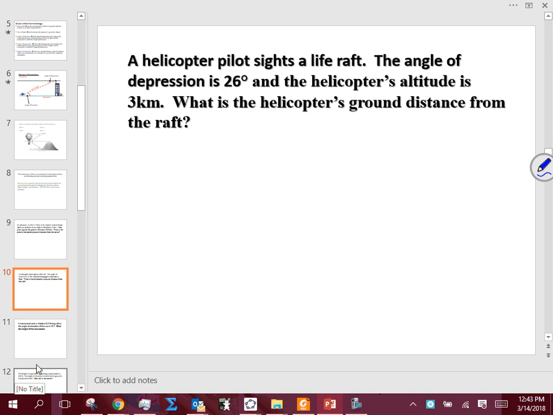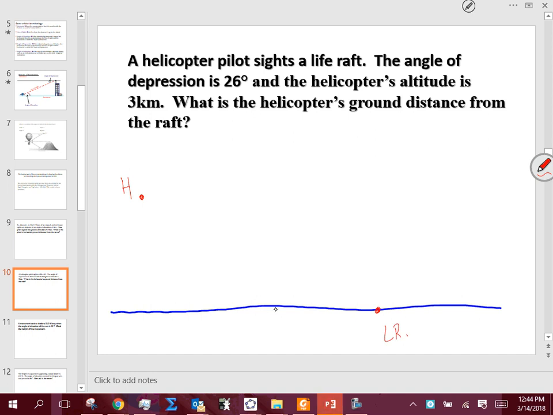Helicopter pilot sights a life raft. Where's the helicopter? Probably in the air. Where's the life raft? Probably in the water. So that's the situation we've got going on here. So there's my water. Here's my helicopter. And I'm going to put my life raft down here.